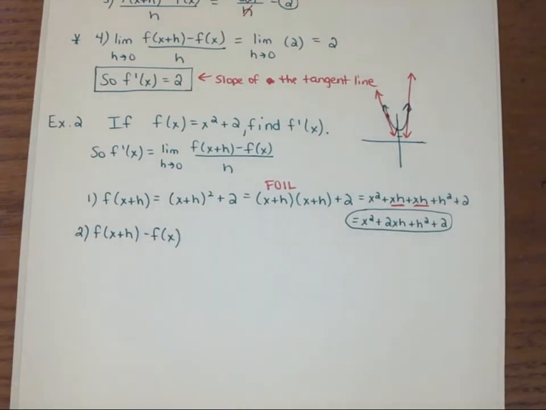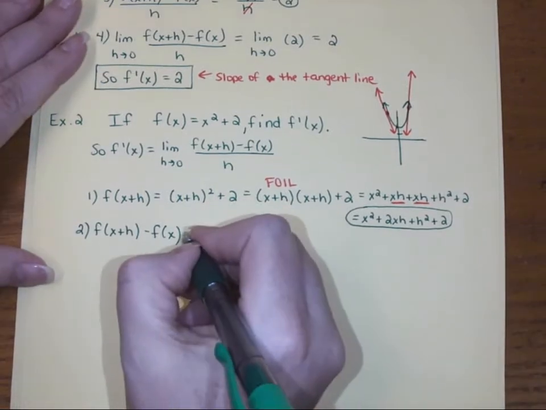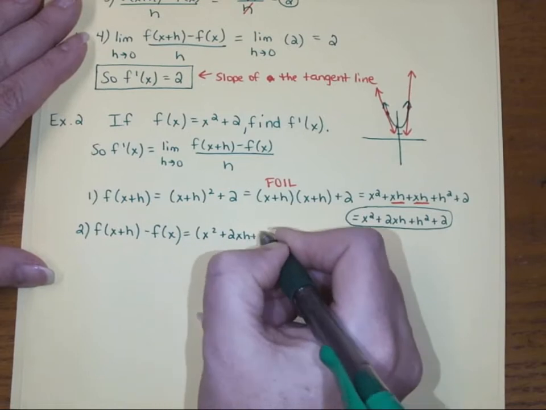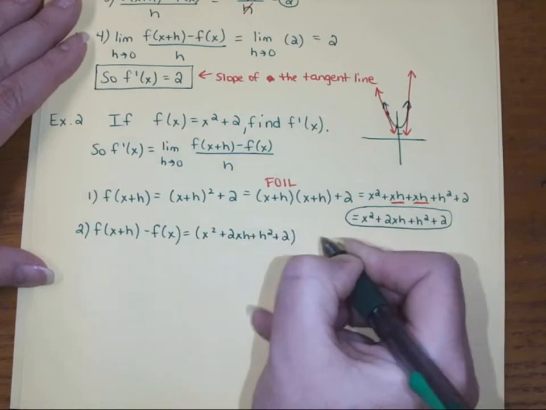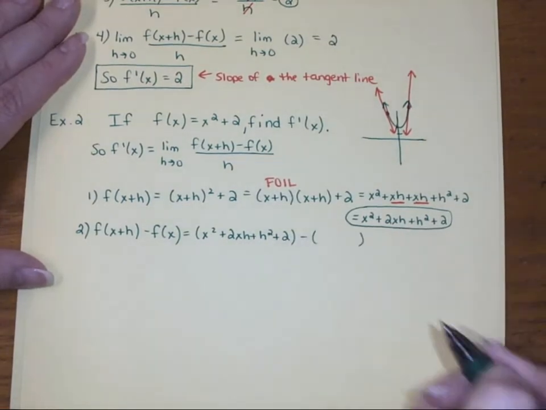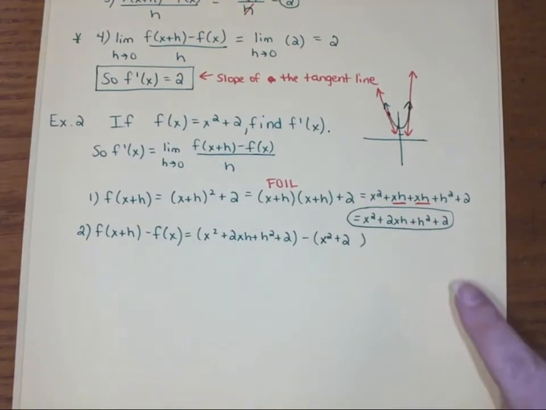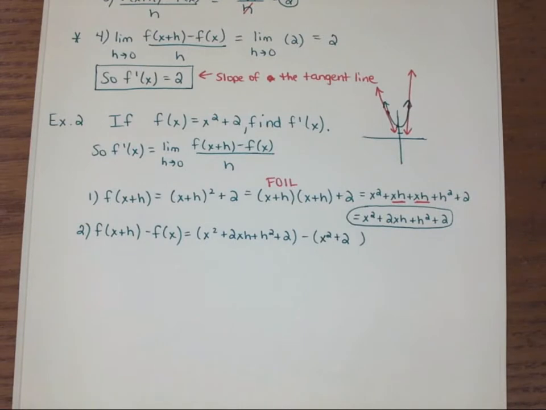So for step number 2, we're going to take what we just got in step number 1 and subtract off the original function. What I just got was x squared plus 2xh plus h squared plus 2. And I'm going to subtract off the original function, which was x squared plus 2. It's always what we got in step 1 minus the original function.